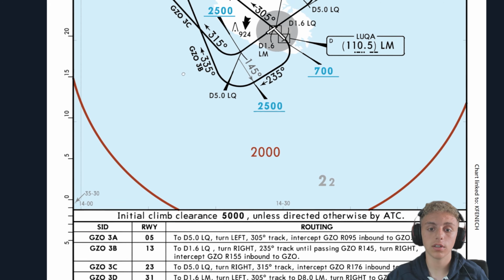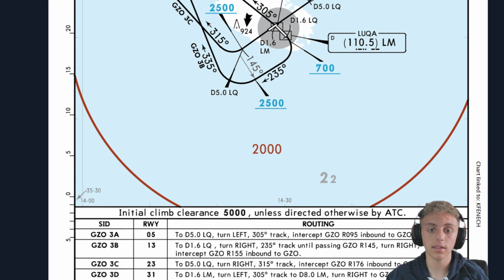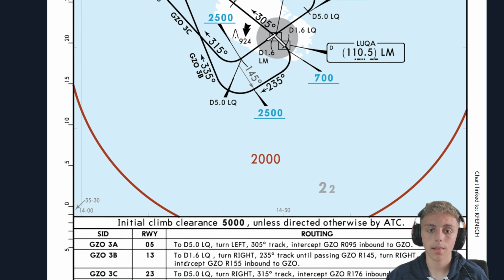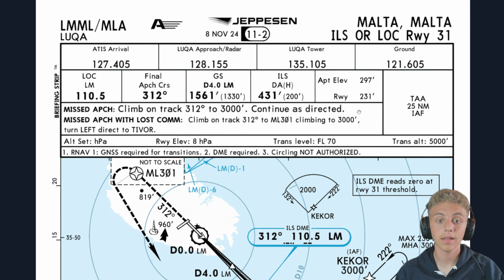So that's it for the departure chart. I will see you at the approach chart, because Malta International Airport does not have a standard arrival chart. So I will see you at the approach chart next. Okay, now we are on to the approach chart.